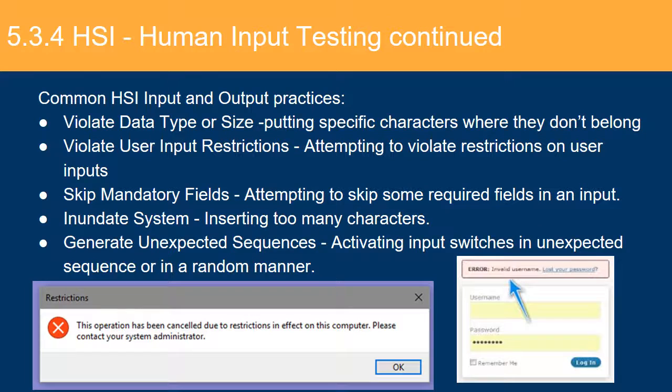The second one is violate user input restrictions, which would be attempting to violate the restrictions on the user, such as trying to look at an unauthorized file or do unauthorized actions. The third one is skip mandatory fields, which would be attempting to skip fields that are required, such as trying to skip a login. The fourth one would be inundate system, which would be inserting too many characters, such as typing in a password that only requires 9 but you put 10.